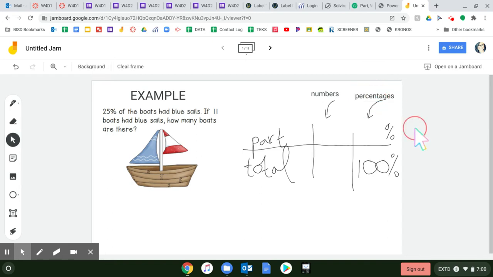Okay, so now that we've set up our ratio table, let's read through the problem and see what we have going on here. 25% of the boats had blue sails. Okay, the things that I think are important, I'm going to go ahead and underline. We know that 25% of the boats had blue sails. If 11 boats had blue sails, how many boats are there?